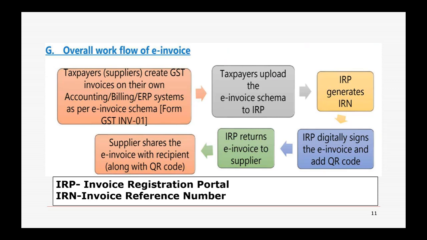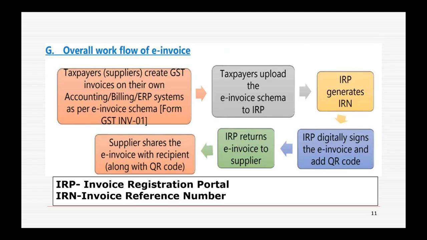That is GSTN INB 01, and the taxpayer uploads the invoice schema in the invoice registration portal, and the invoice registration portal generates the invoice reference number. The supplier shares the invoice with the recipient along with the QR code. The QR code is the proof that it has genuinely been issued, and the IRP, invoice registration portal, returns the e-invoice to the supplier. The IRP digitally signs the invoice and uses the code.